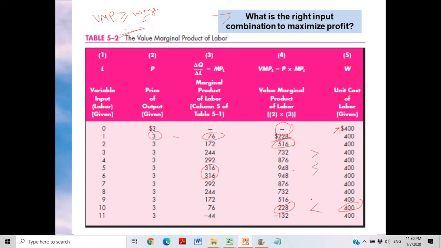We don't have any equal here. Yeah, we don't have any equal, but here we still have 516, which is more than 400. What does it mean here? Okay, this is the value of output, the additional that you get from hiring that extra labor. And this is the extra cost that you have to pay for hiring that extra labor.